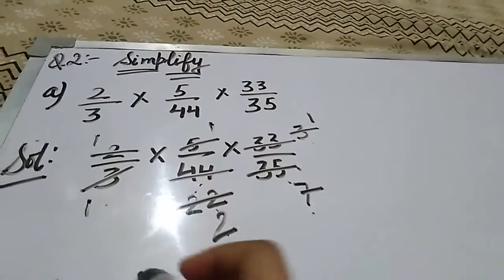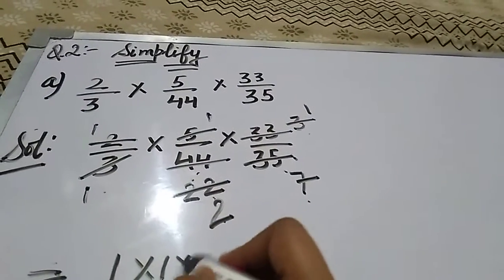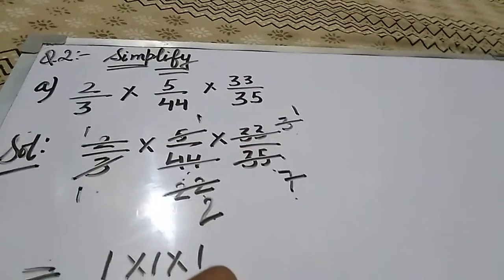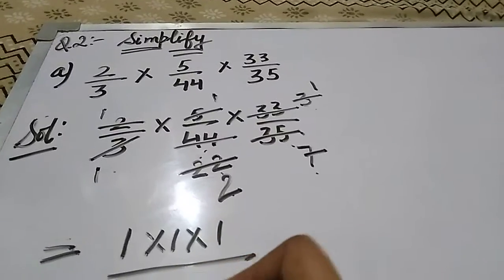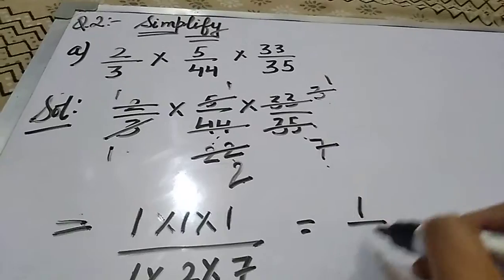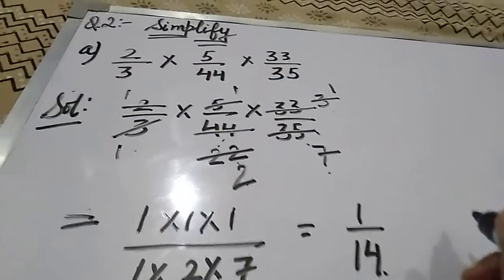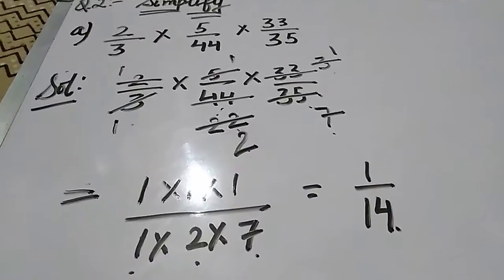You have to write the product of the numerators: 1 multiplied by 1 multiplied by 1. Here is the product of the denominators: 1 multiplied by 2 multiplied by 7. 1 ones are 1, and here 1 twos are 2, 2 sevens are 14. So 1 by 14 is your answer.